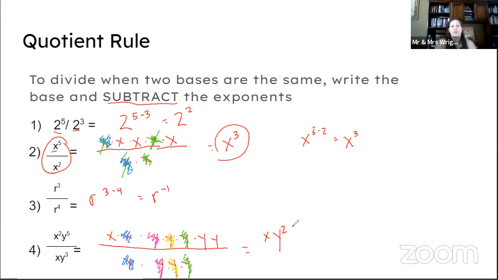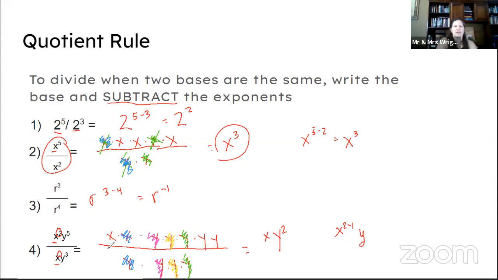So x times y squared. Well, what if we did it the other way? Would we get the same answer? Well, let's look at our x's. We have the same base here. So x, and then I'm going to take the top number and subtract the lower number. So the top number is 2. The lower number doesn't have a number, which means it's an implied 1.